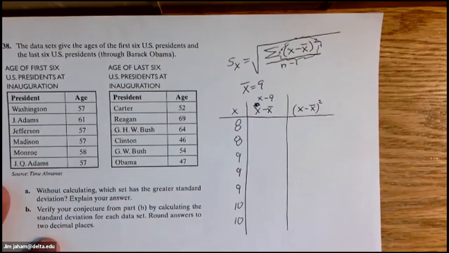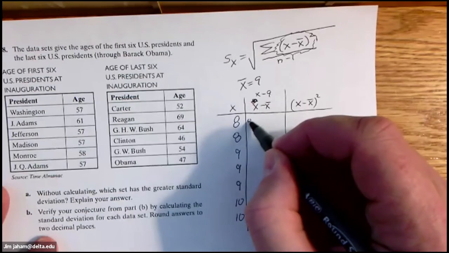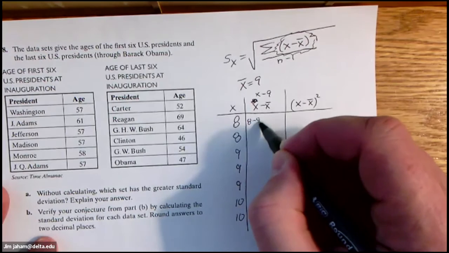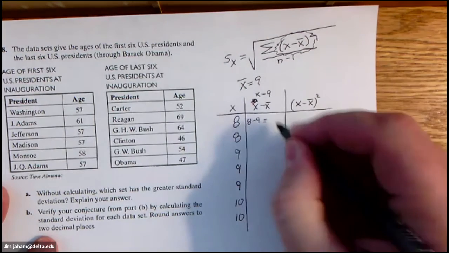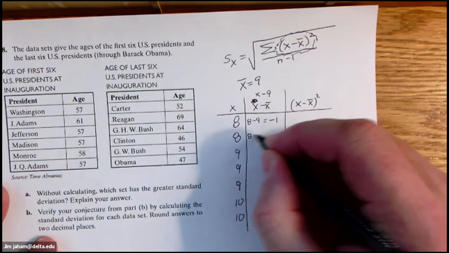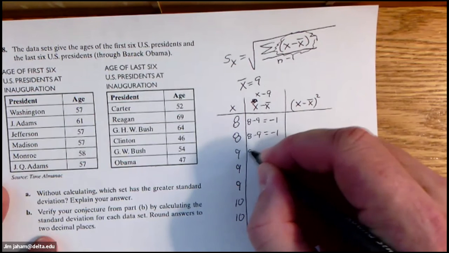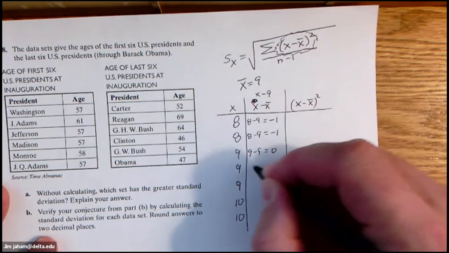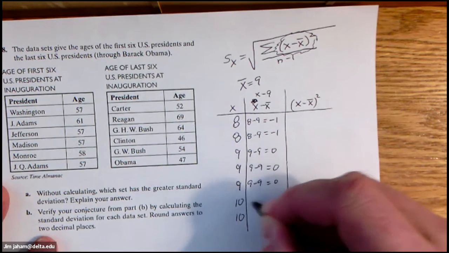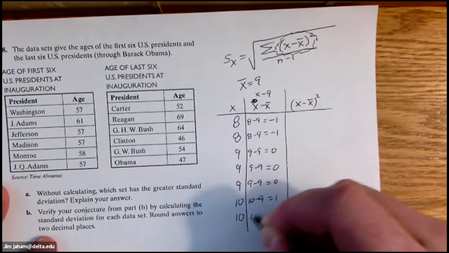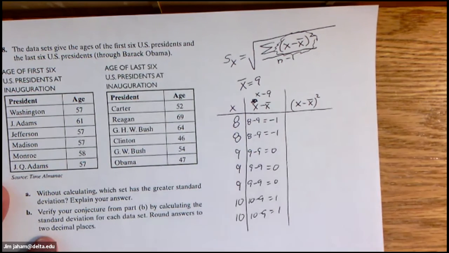So this is how it works. We take the data value 8 and subtract 9. We're going to be subtracting 9 from all of these data values. That's -1. Same thing here, -1. All of these data values where we have 9 minus the mean 9, we're going to get 0. And if we have 10 minus 9, we're going to get 1.